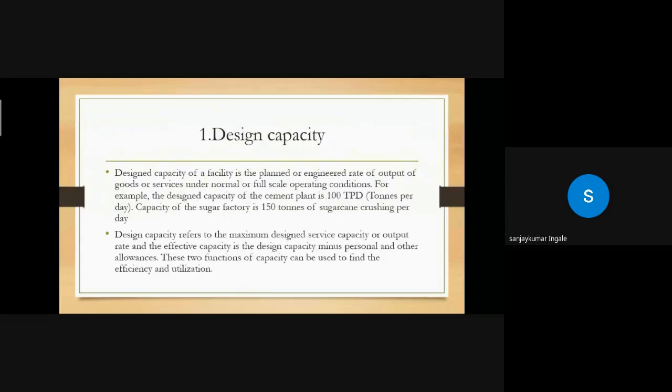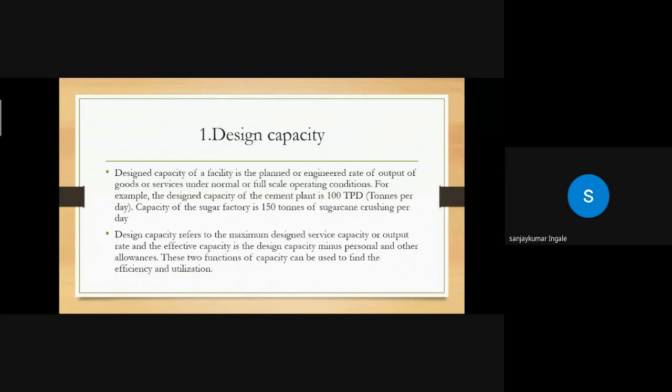If you see the relationship between the capacity and the output, they are different relations. Like the first one is design capacity. Design capacity of a facility is the planned or engineered rate of output of goods or services under normal or full scale operating conditions. For example, the design capacity of the cement plant is 100 ton per day. Capacity of the sugar factory is 150 ton of sugar cane crushing per day.